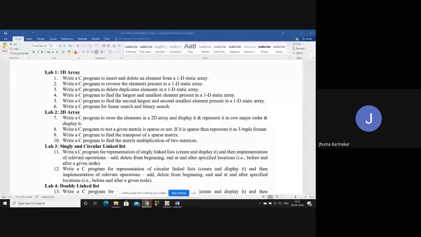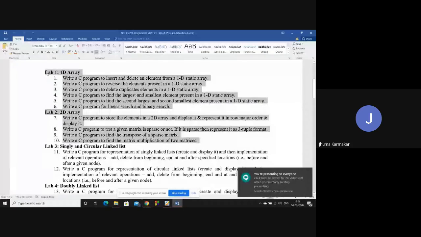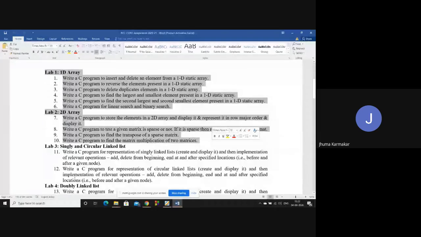So, do you have any assignments on linked list to be submitted on Sunday? No, only 1D array and 2D array. Only multiplication of 2 matrices, and transpose of a sparse matrix. Okay, only on 1D array and 2D array.